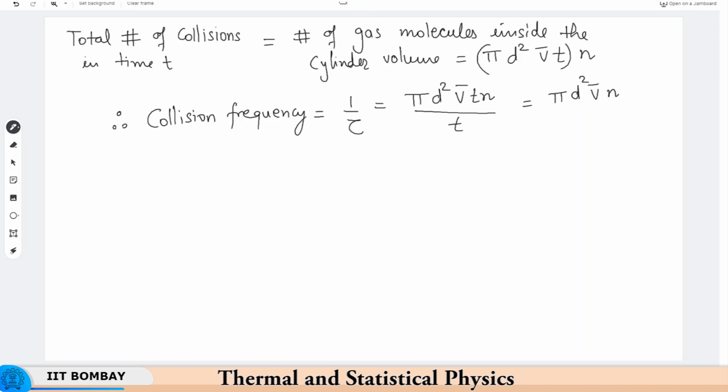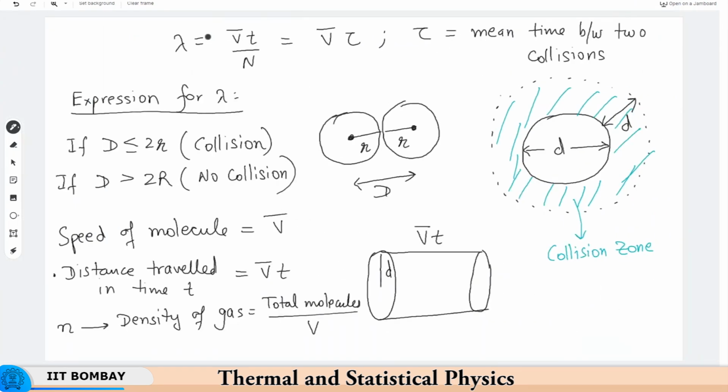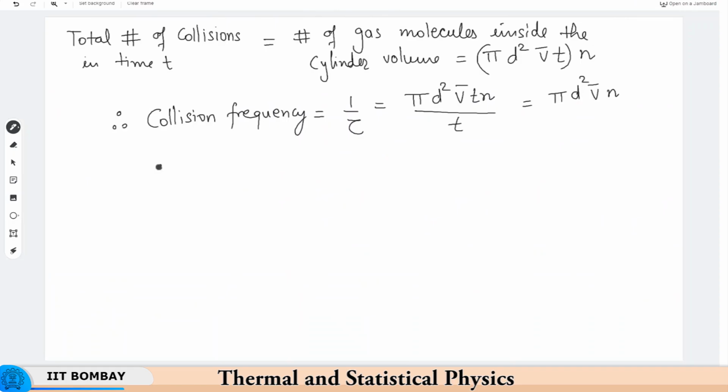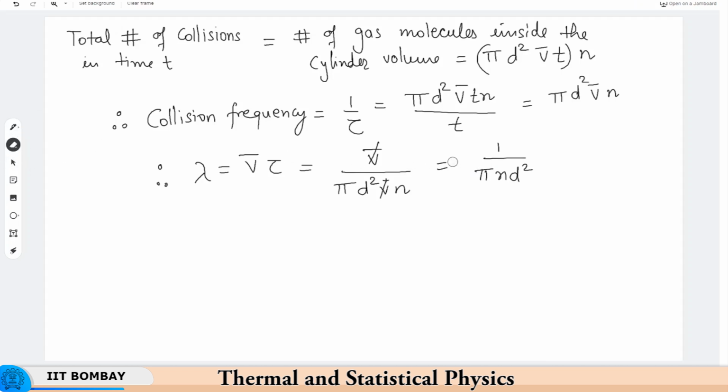So, now we can substitute this value of tau in the expression for mean free path. Therefore, lambda, which was equal to average velocity times tau, just becomes V divided by pi d squared V times n. So, this cancels out and we are left with 1 over pi d squared n. And this is the expression for lambda that we were after. This is the expression for mean free path.